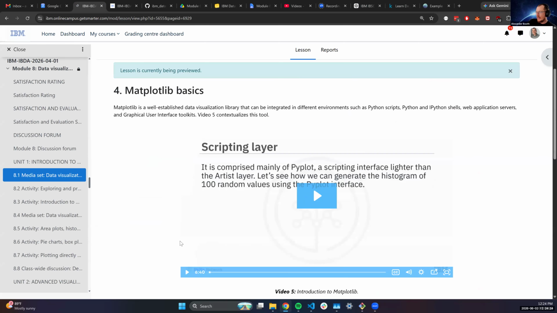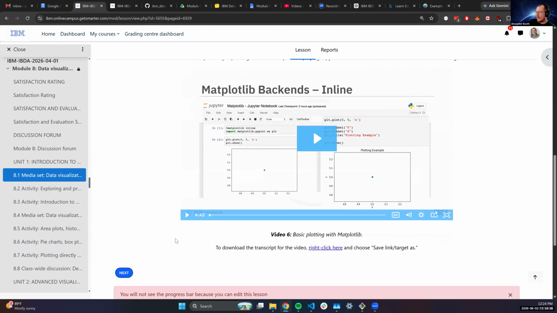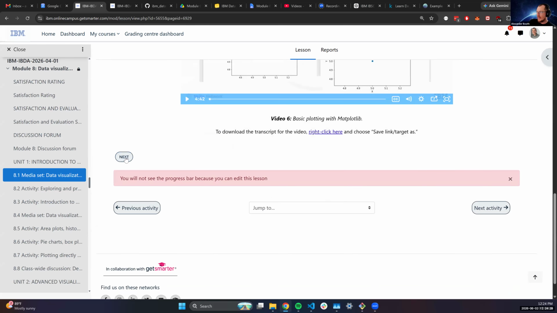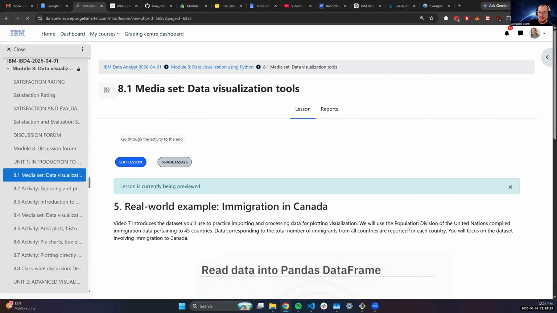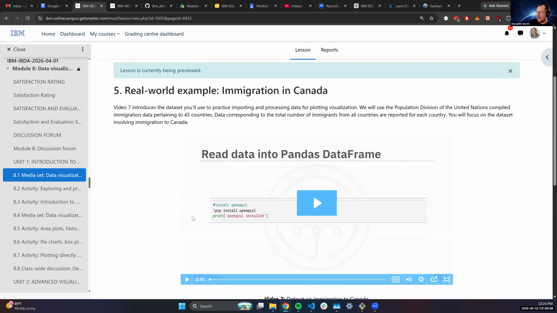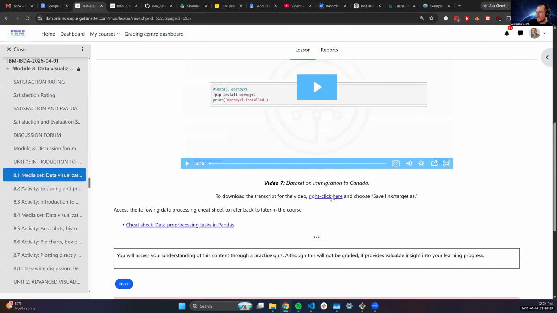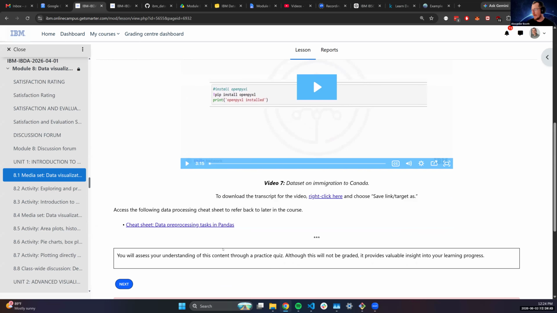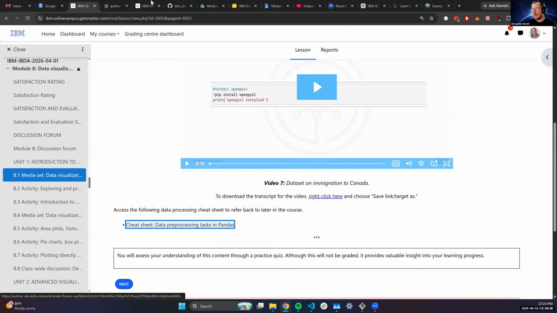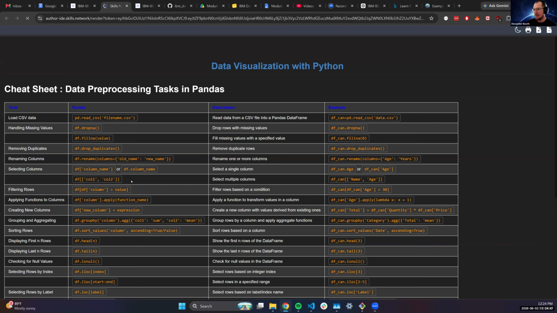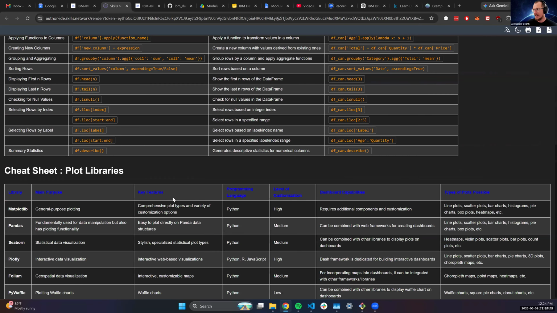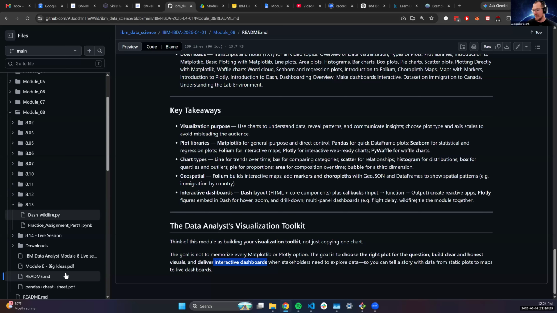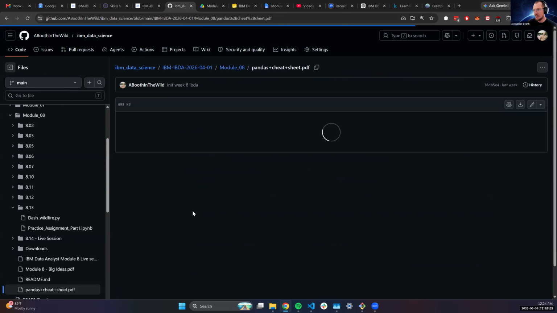All right, Matplotlib basics. Basically, how do we define our canvas? How do we start plotting information onto it in different ways? And we have a real world example here where we start cleaning and preparing data for immigration into Canada and then looking at patterns over time. Note that we have a little cheat sheet here for preprocessing in Pandas, and this is also available in my GitHub already as well, with this Pandas cheat sheet.